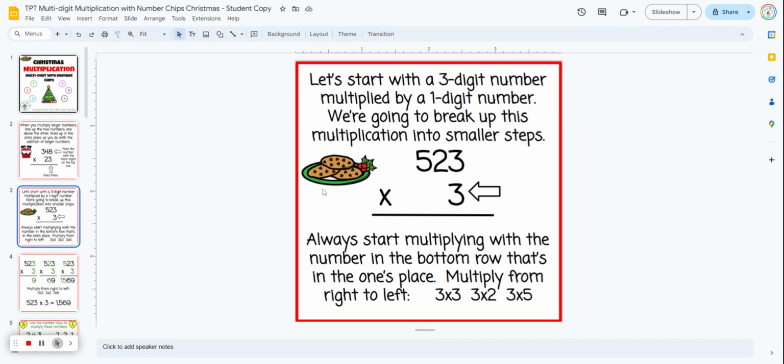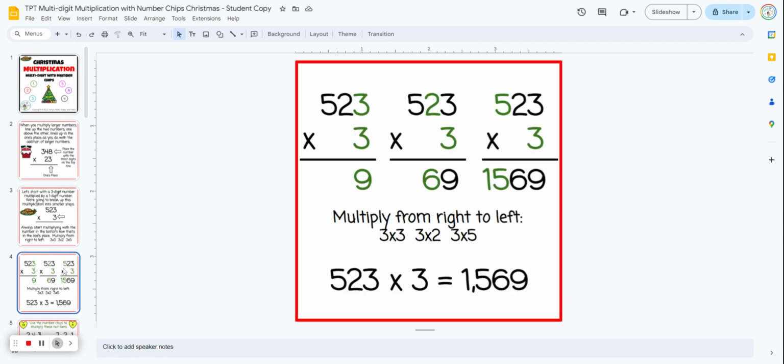Now it shows students how to multiply a 3-digit by a 1-digit number. So they're going to start multiplying with the second number on the bottom row. They're going to multiply from right to left. So here it would be 3 times 3, 3 times 2, and then 3 times 5. And the next slide has an example of how to do that.